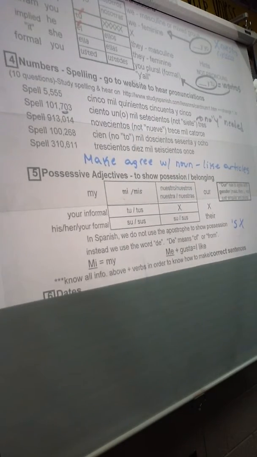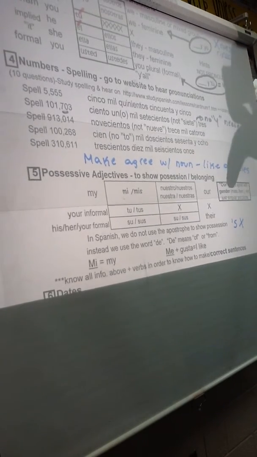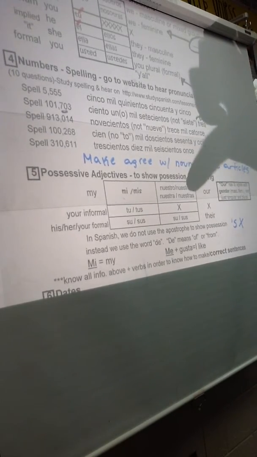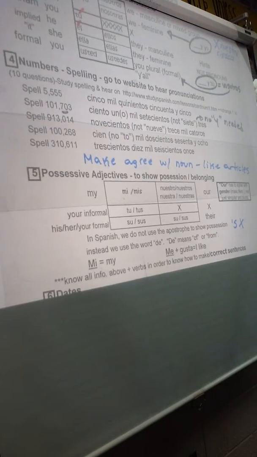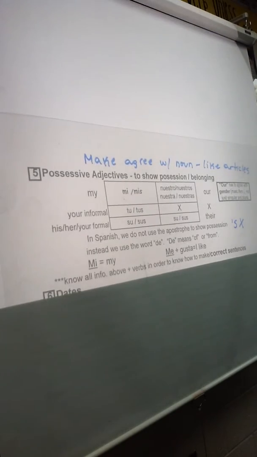It belongs to me. But what belongs to me? Is it one thing or more than one thing? Then you have to decide singular or plural. These all you have to worry about is singular or plural with each one. Whoever it belongs to, whatever belongs to you, if it's singular or plural. The only one you have to worry about gender is the our word. You have to do nuestro, nuestra, nuestros, or nuestras, depending if something that belongs to us is feminine, masculine, and then singular, plural. Do you own one thing or more than one thing?